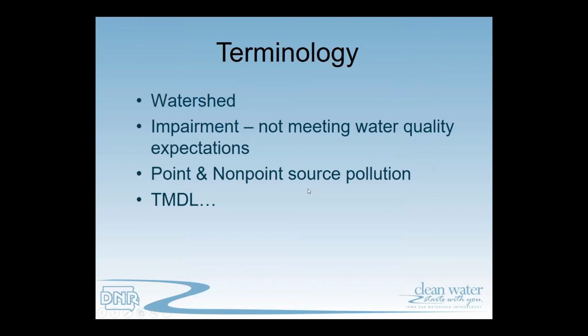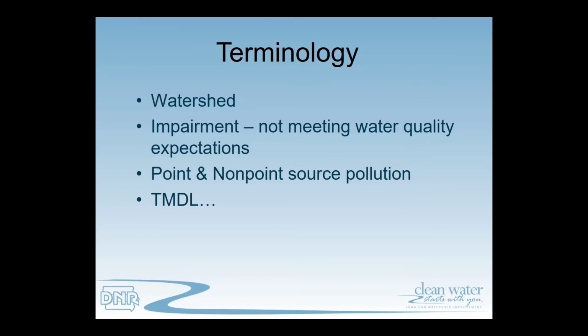The next couple of terms that I think are important for us to talk about, the next one would be impairment. Anytime you hear that term impairment, all we mean is that there are water quality expectations that are not being met. We have what are called water quality standards, and these are measurements that we take and compare against our water quality monitoring through a process through the 303(d) list, which is the impaired waters list.